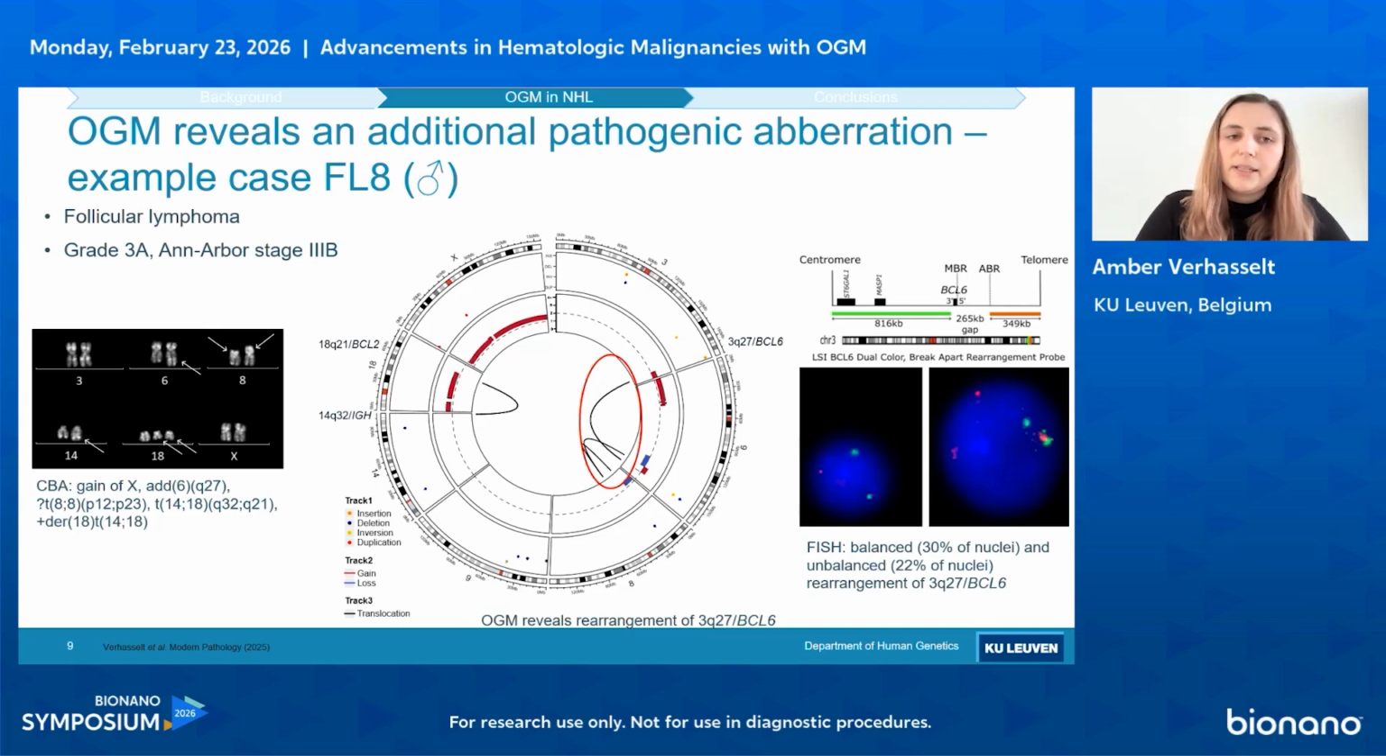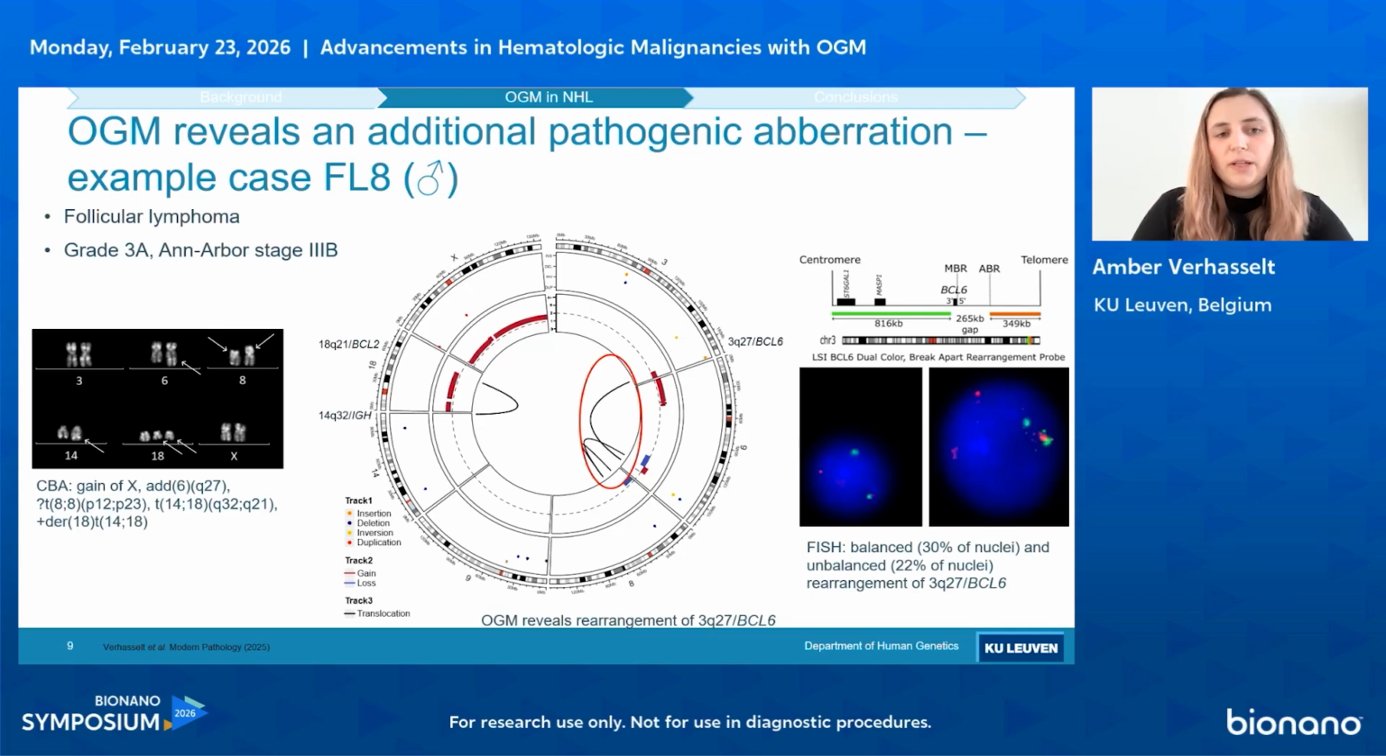And then here you can see the circos plots with the optical genome mapping results. On the outside, there are the cytobands. Then we have the structural variant track, the copy number alteration track, and in the middle, there are the translocations. And we see that optical genome mapping detects the same aberrations that were reported by CBA. So we see the 14-18 translocation that juxtaposes IGH and BCL2.